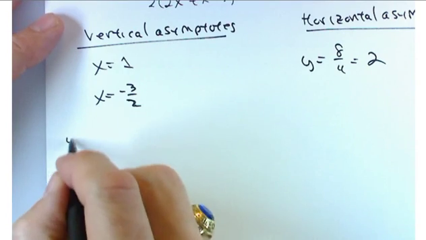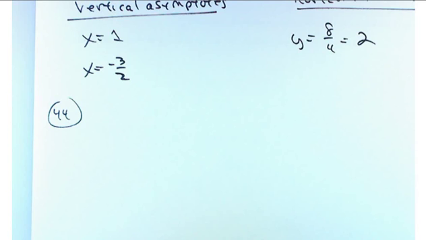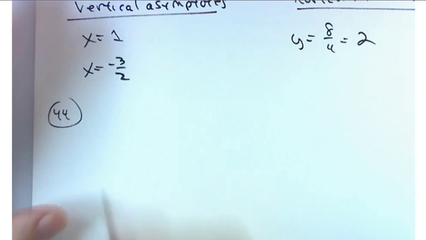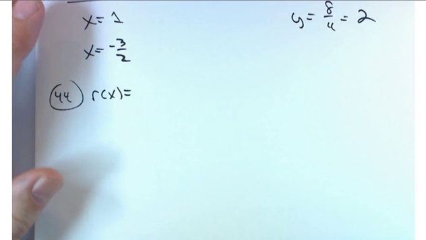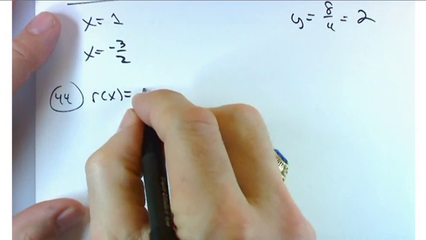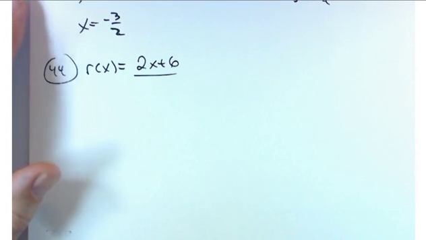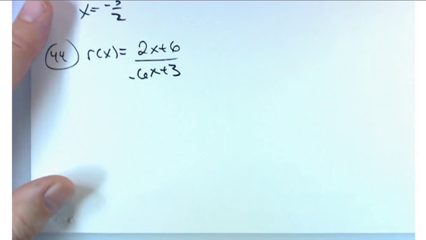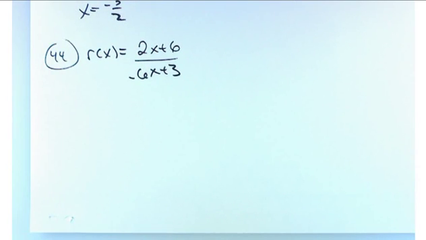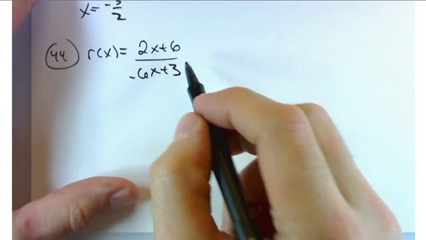Let's look at problem number 44. Kind of going back to a slightly simpler problem. R of x is 2x over x plus 6, or excuse me, 2x plus 6 over negative 6x plus 3. Let's bang out a couple of quick asymptotes here. Let's start with the horizontal asymptote.